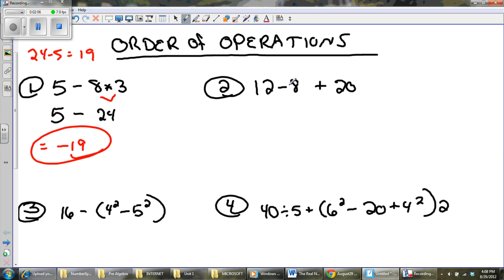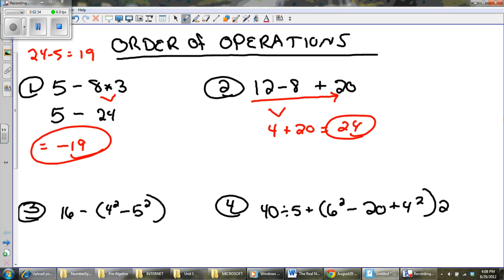I know that in the order of operations, I have subtraction, I have addition. The one that I do first is the one that appears first, left to right. I always go left to right when I'm dealing with multiplication, division, or addition, subtraction. So I have 12 minus 8 plus 20. Well, 12 minus 8 is 4, plus 20, that's a hard one. Better grab your calculators, 24.